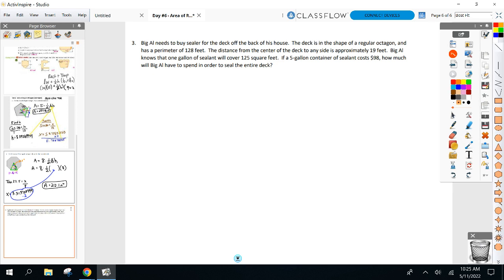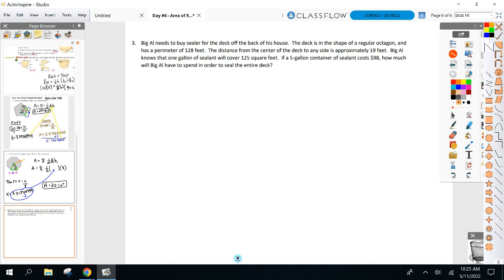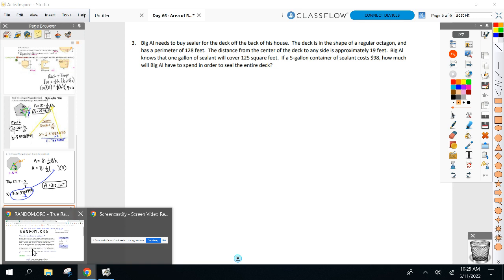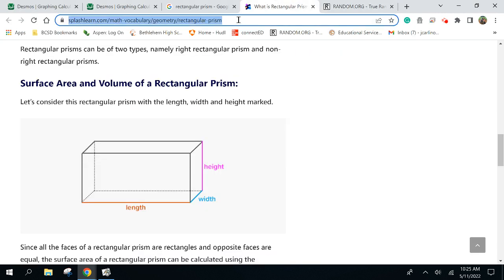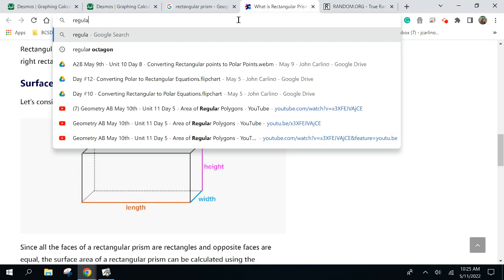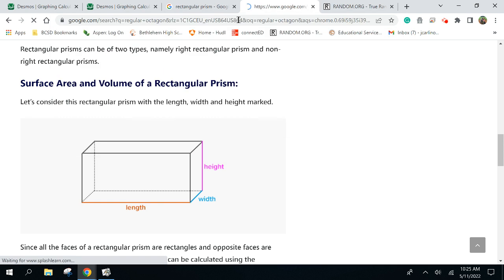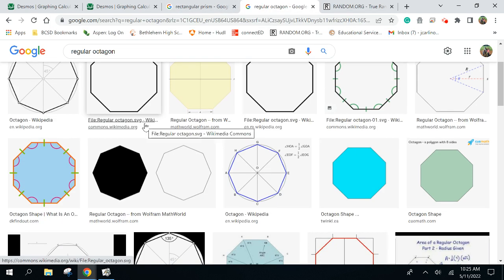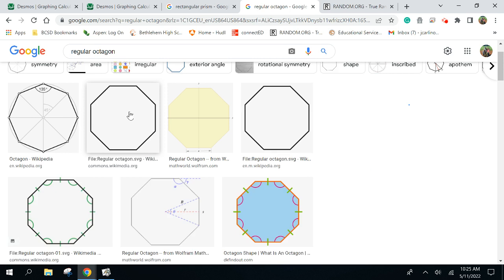Oh, Big Al. I do not have any octagons up here. All right, well, his deck's in the shape of a regular octagon. Yeah, that'll work.